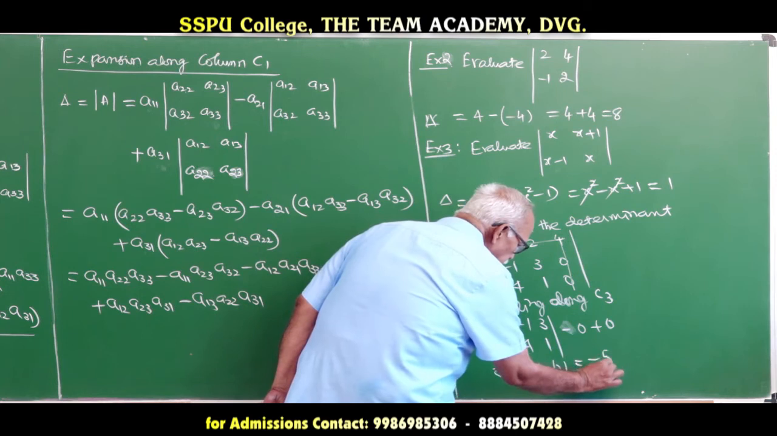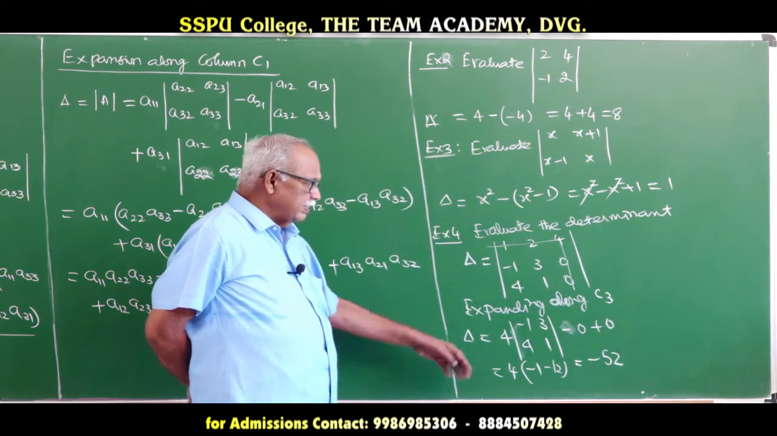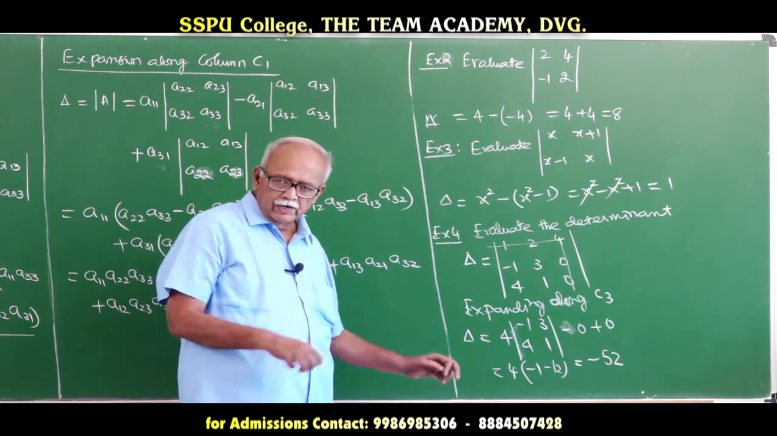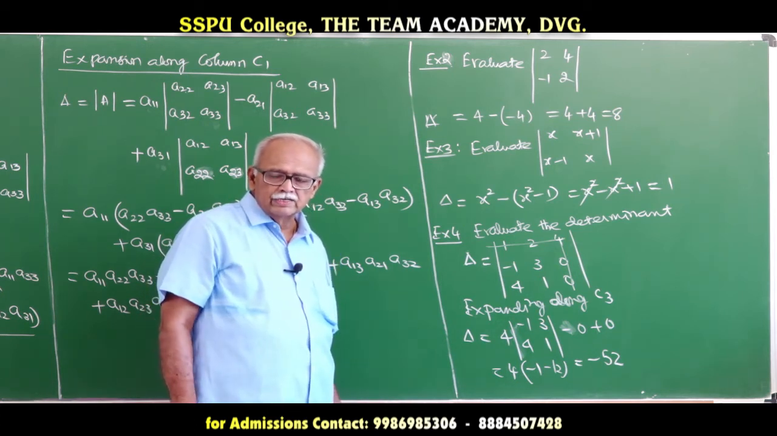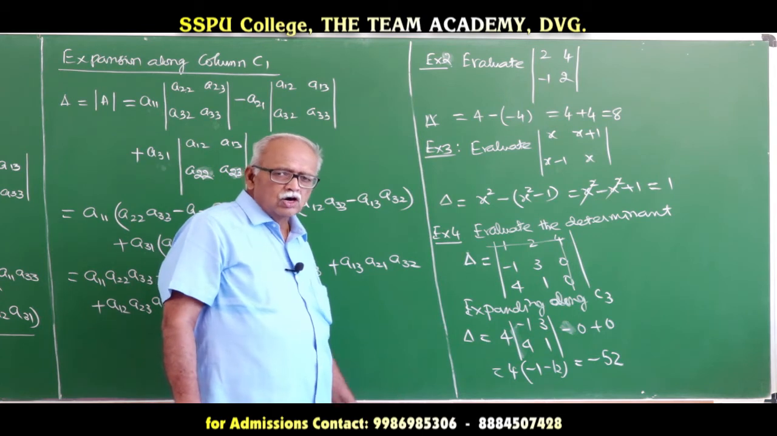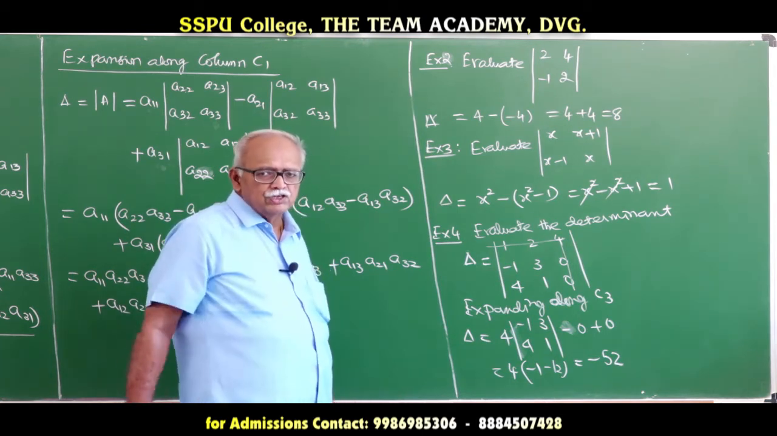So, this is minus 52 is the answer. Minus 52 is the answer. Very simple. So, keep it in mind. Whenever we are expanding the determinant, finding the value of the determinant, we have to expand it through the row or column which contains the maximum number of zeros.